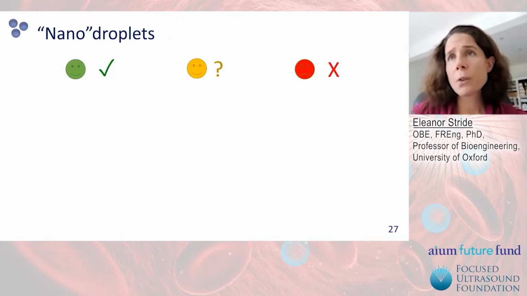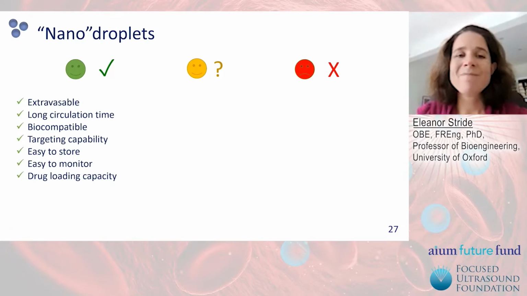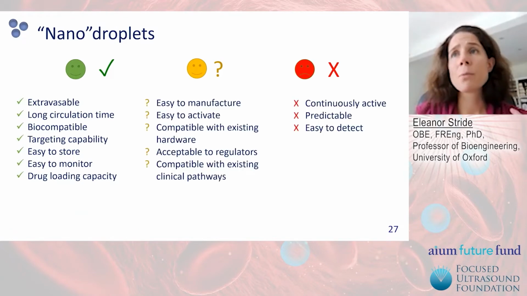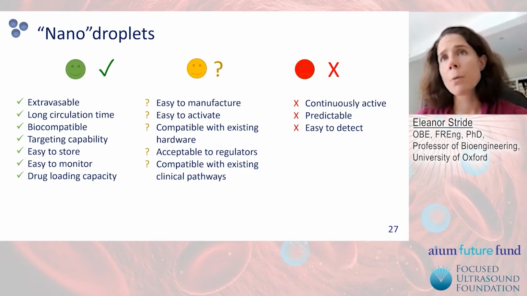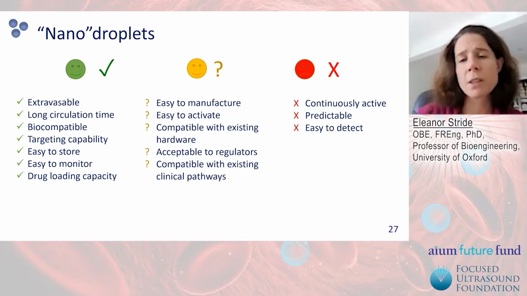So if we sum up for nanodroplets, we've regained detectability, at least once they've been activated, but unfortunately at the expense of predictability. And we've also still got the problem that once the bubbles have been formed, they will disappear quite rapidly.